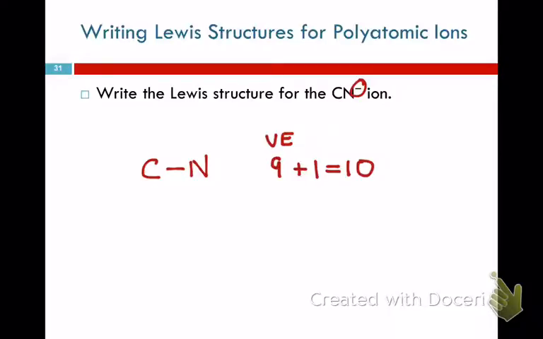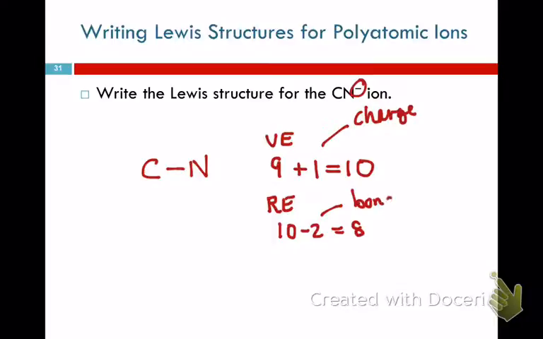And then I have 1 used up, so my remaining electrons, I do 10 minus 2, because of the bond I put between the C and the N. So I have 8 left. I counted my valence electrons. Remember, this 1 is for the charge. The remaining electrons, this is for the bond I drew. So I have 8 left. So I'm going to distribute how many? We have 8, so 4 pairs.